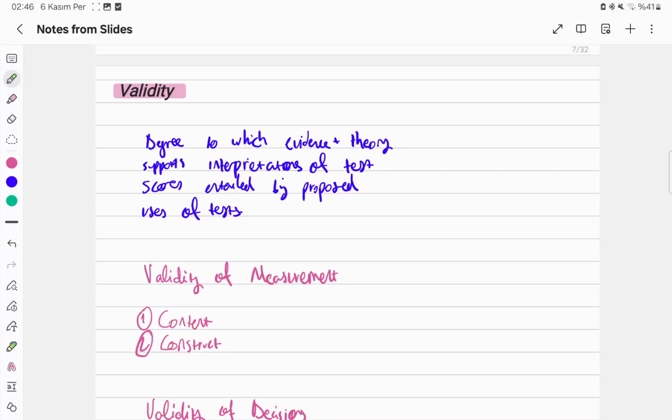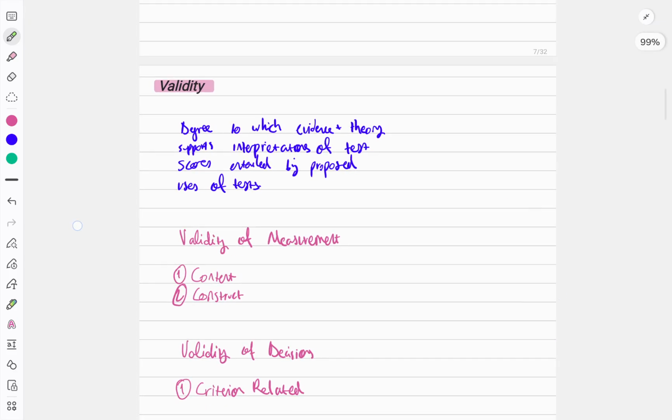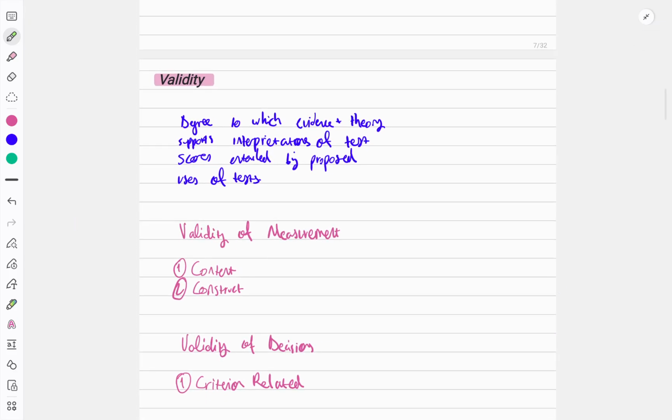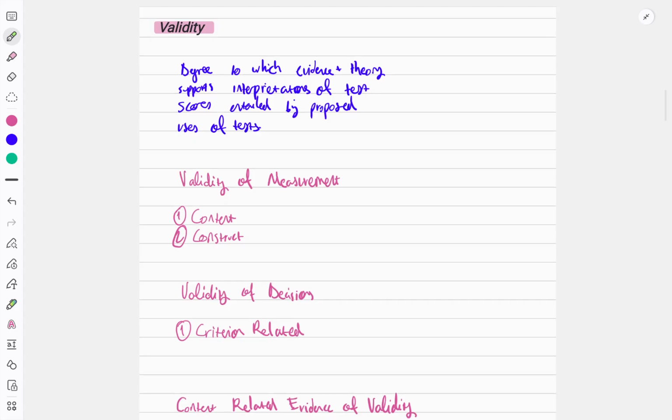Today we will continue with our fourth chapter, which is validity of testing and measurement class. These are my notes from the slides, but I will also go through each subject in detail, and I also have some notes from the book as well. So it's a combination of both the slides and my notes from the book, and I will expand on certain things that are more important.